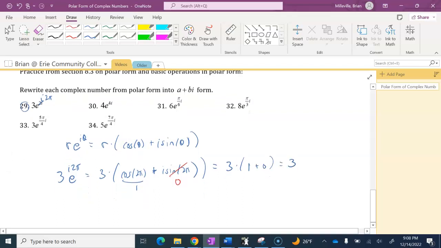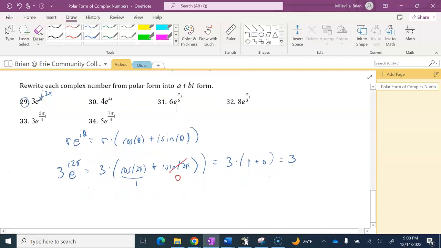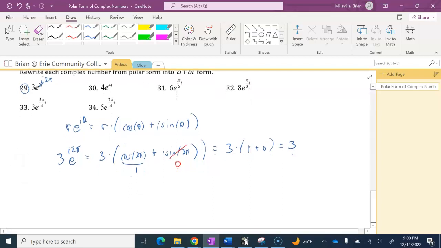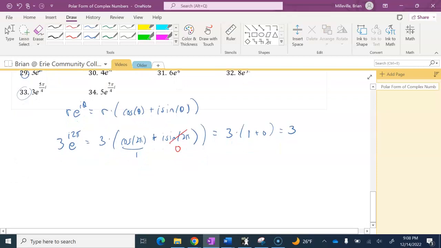All right, so it has a very complicated expression in terms of 3e to the i times 2 pi power, but it has a much simpler expression in rectangular coordinates. All right, let's do one more of these problems. How about we take a look at number 33, the one that's listed up there. So again, we're going to convert that from polar form.